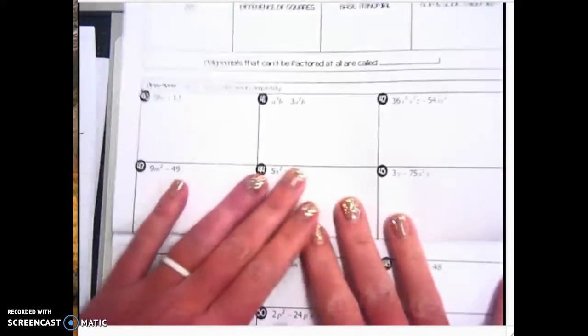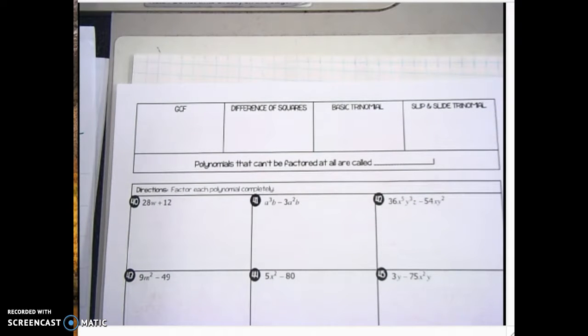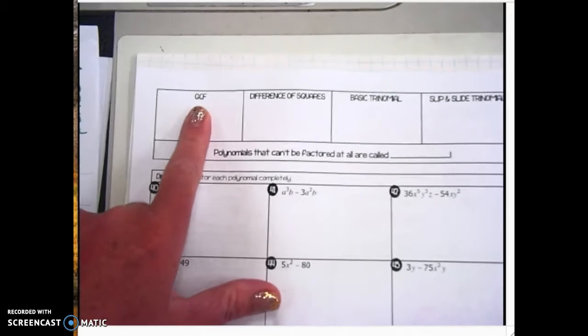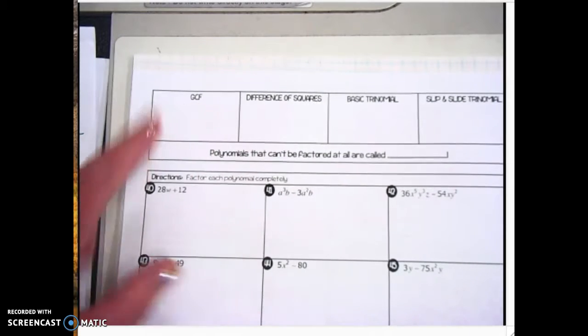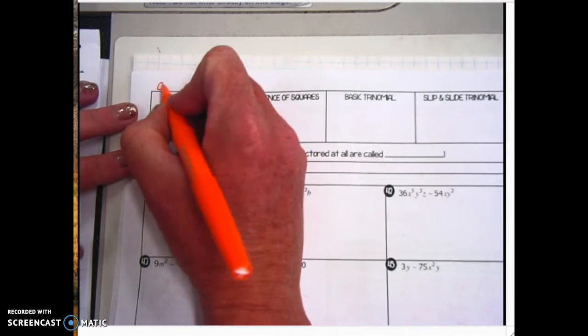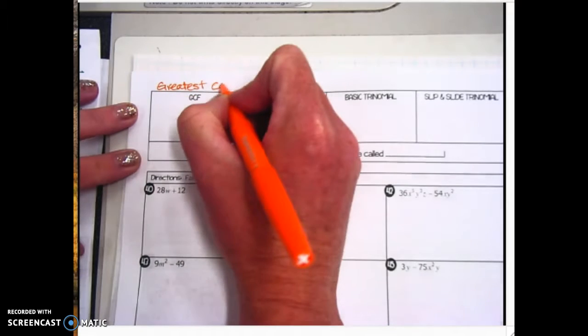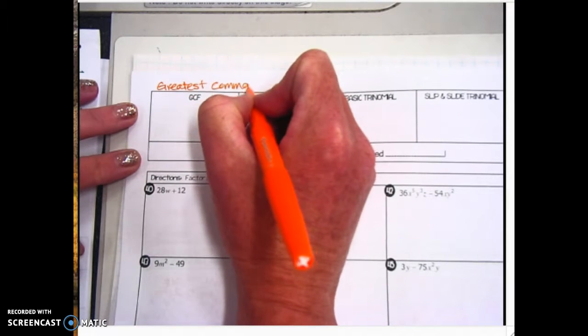All right, so on the page that says factoring polynomials, we are only going to do part of it today. We're going to just do the first box that says GCF. Who knows what GCF stands for? Right. Greatest common factor.